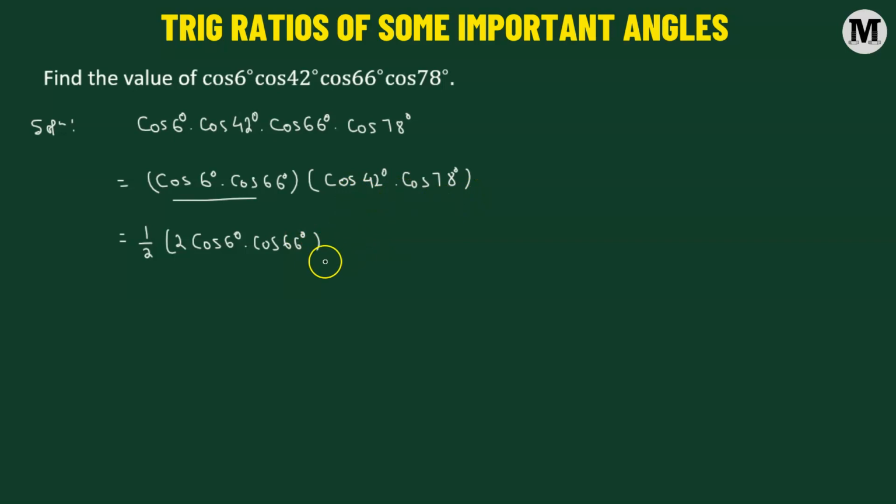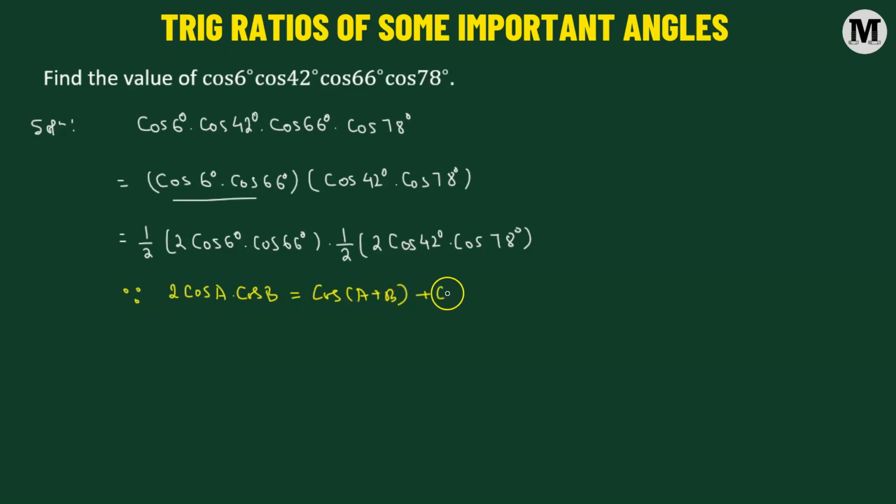We do that to the second expression as well. We take half and multiply by 2. So we get 2 times cosine of 42 degrees times cosine of 78 degrees. We're doing this because we have a standard formula: 2 times the product of cosine of angle A times cosine of angle B is simply given by cosine of angle A plus B added to cosine of angle A minus B.